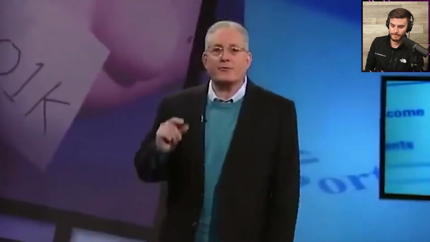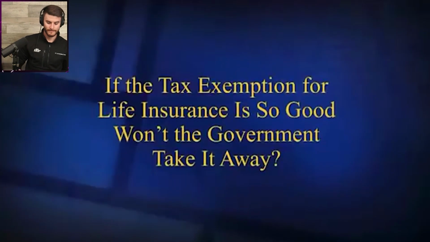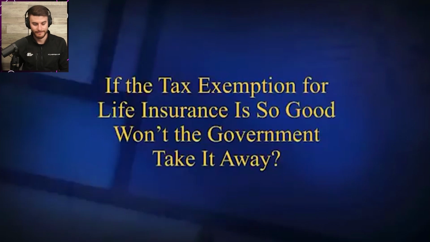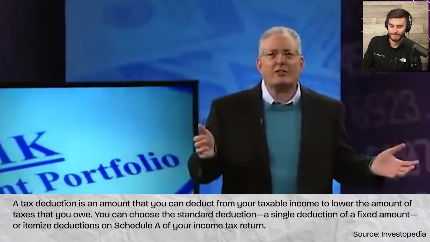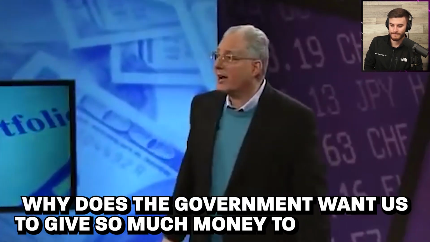Here are some of the frequent questions I get about life insurance. Ed, if the tax exemption for life insurance is so good, won't the government take it away? No. Why? It's a social reason. Why do you think our government encourages us to give money to charity? Because if you give money to charity, you get a tax deduction. Why is the tax code loaded with incentives to encourage us to give money to charity? Why does the government want us to give so much money to charities? Because they're broke, so they don't have to do it, to remove the burden from them.